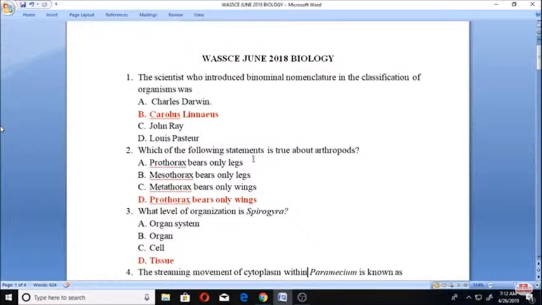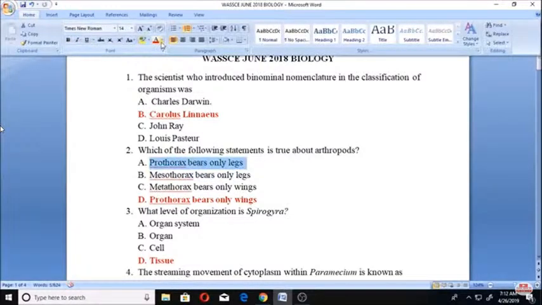Which of the following statements is true about arthropods? A. Prothorax bears only legs. B. Mesothorax bears only legs. C. Metathorax bears only wings. D. Prothorax bears only wings. Now the answer is actually that prothorax bears only legs. The right answer is option A. That is the right answer.